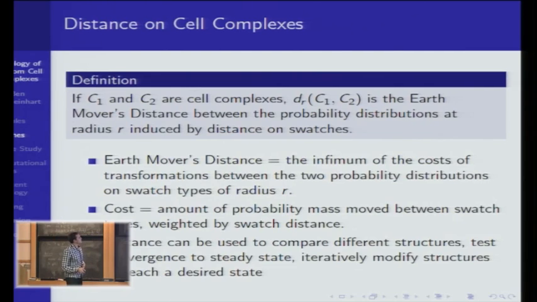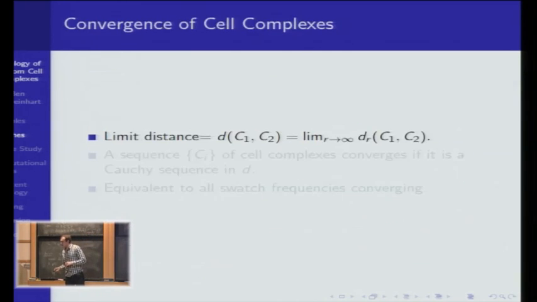And so this distance has many applications to compare different structures, to test convergence to the steady state, which I'm going to do in the case study, which I will show to you in just a second, or to perhaps iteratively modify structures to reach a desired state. Okay, so we can talk about convergence of cell complexes using these systems in a more theoretical setting. So what we do is we define the limit distance as r goes to infinity. In practice, this is going to stabilize at some point, unless you're dealing with infinite systems, as the limit as r goes to infinity of d_r of C1, C2.